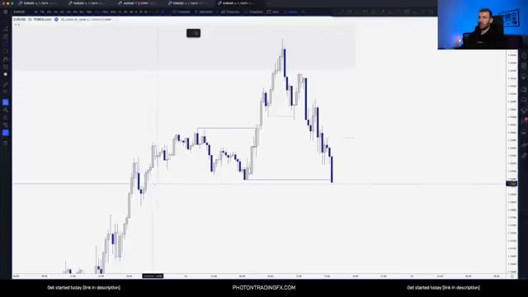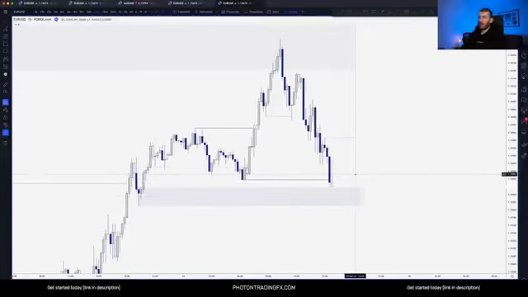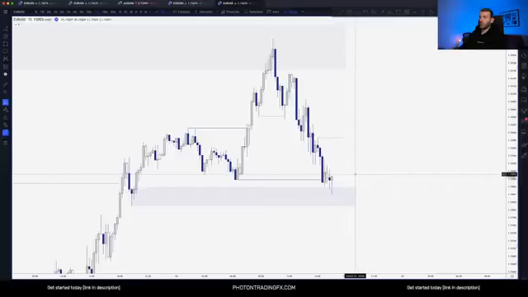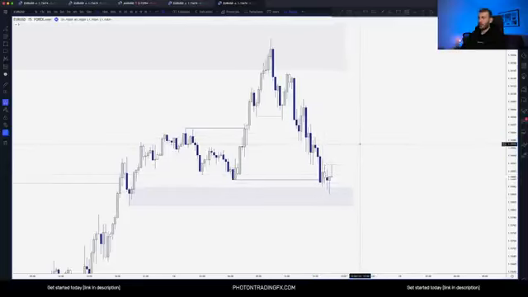Well, we can use demand as well, right? Old demand can become reaction points for pullbacks. We're coming into that level. Don't just want to trade it directly. Pretty risky trading counter trend. Let's wait for a bullish change of character. So now this becomes my most recent high. Let's wait to see if that high goes to give us confirmation.